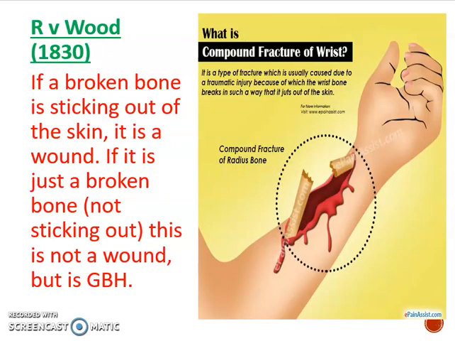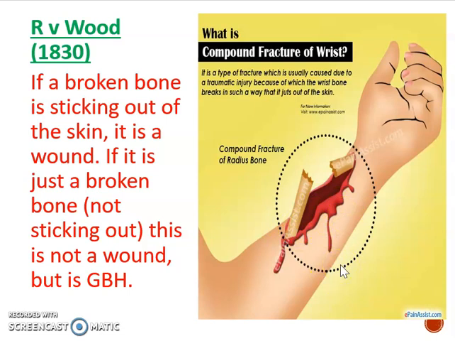In the case of Wood, they were talking about a compound fracture. Now, a compound fracture is like this, where you've got a broken bone that has actually come out of the skin, and they're pretty horrendous to see. And this case said that if a broken bone is sticking out of the skin, it's going to be a wound because obviously you're going to have blood coming out as well.